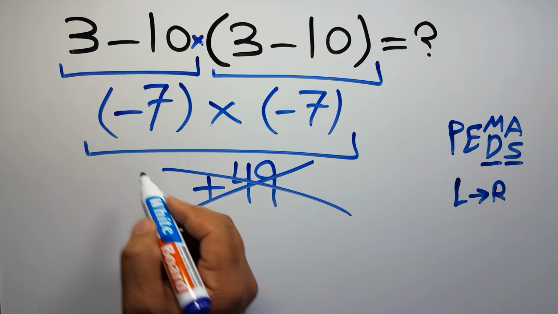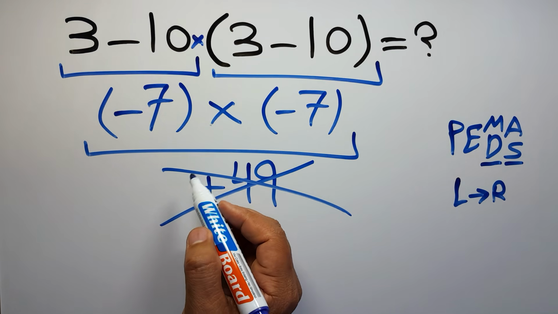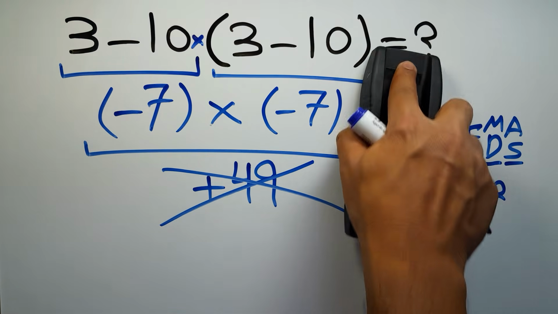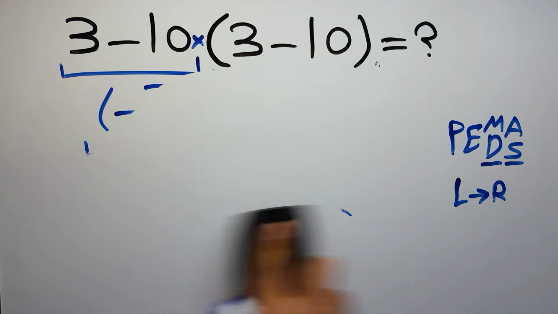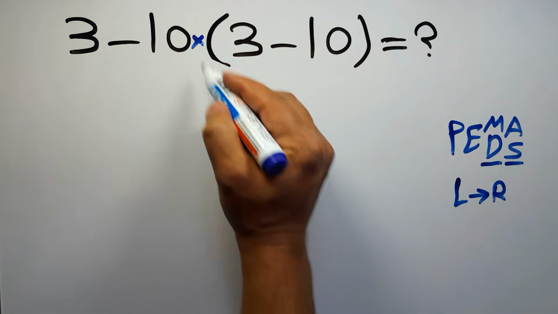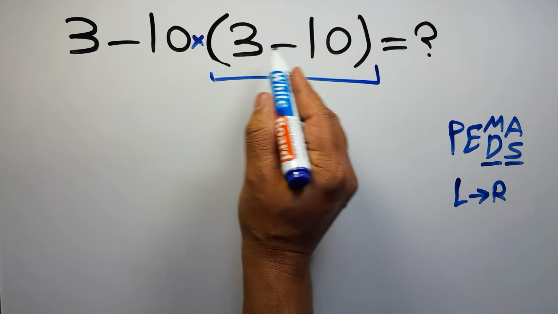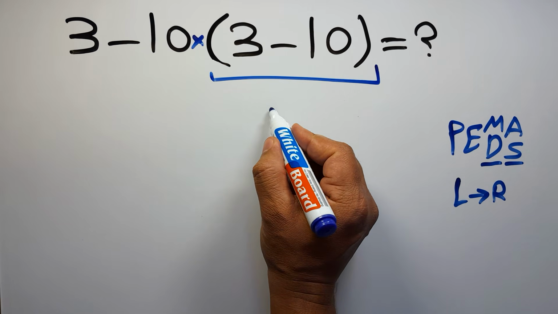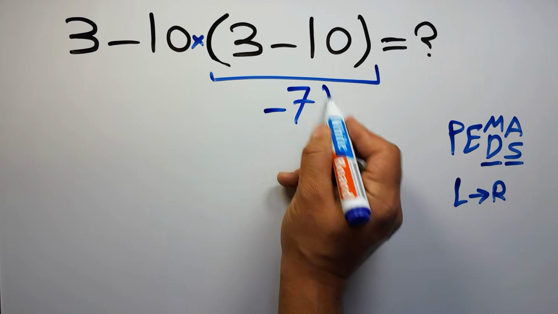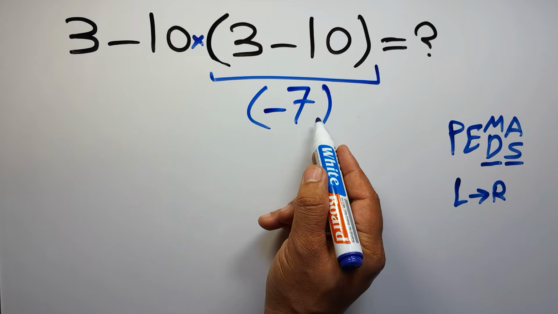If we do this subtraction before this multiplication or this parentheses, it is wrong. So first we have to do this parentheses. Inside this parentheses we have 3 minus 10, which equals negative 7. So we have 3 minus 10 times negative 7.